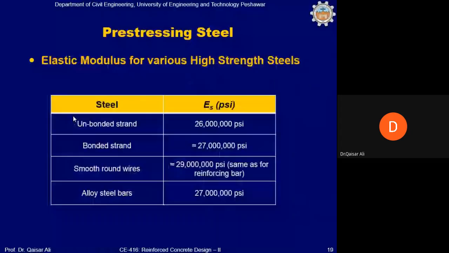Modulus of elasticity of pre-stressing steel. For unbonded strand, it is 26,000 ksi. For bonded strand, it is 27,000 ksi. For smooth round wire, this is 29,000 ksi. And for alloy bar, it is 27,000 ksi.